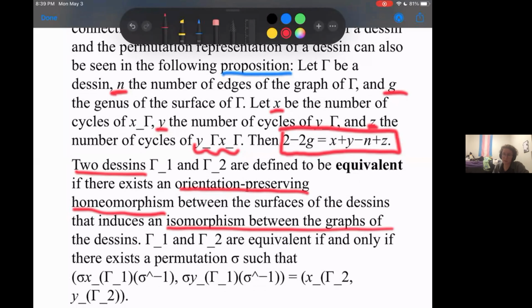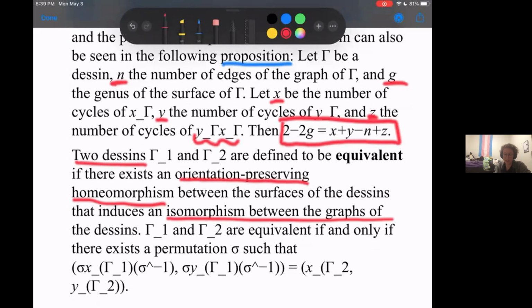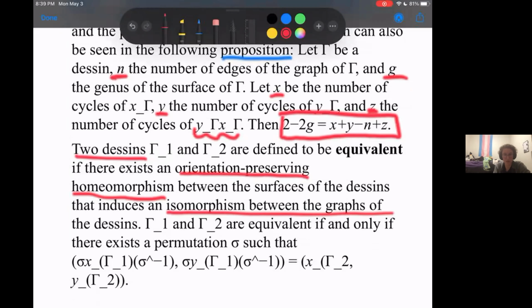So if you're not good at picturing homeomorphisms and stuff moving around with pictures in your head, we can look at this with just permutations, because it also turns out that Dessins are equivalent if and only if their permutation representations are conjugate to each other. So that means that if we can find some permutation sigma such that if we conjugate x gamma 1 and y gamma 1 by sigma, we wind up with the second representation, x gamma 2, y gamma 2, then that means the Dessins are equivalent.